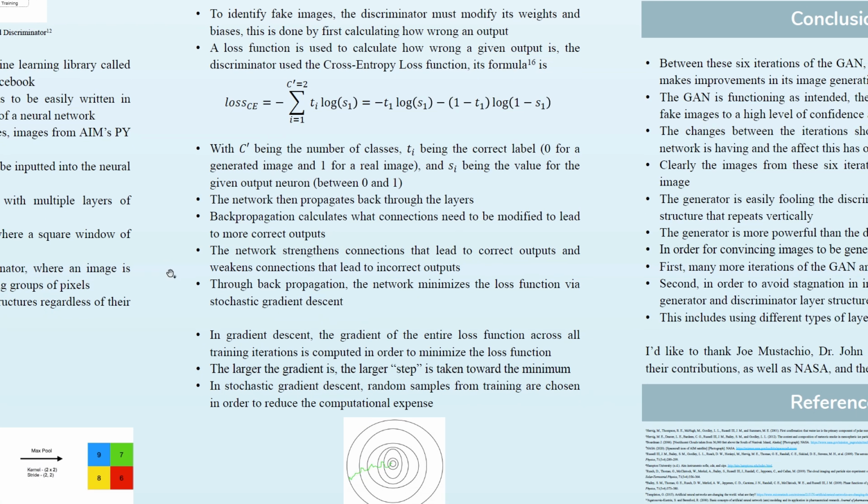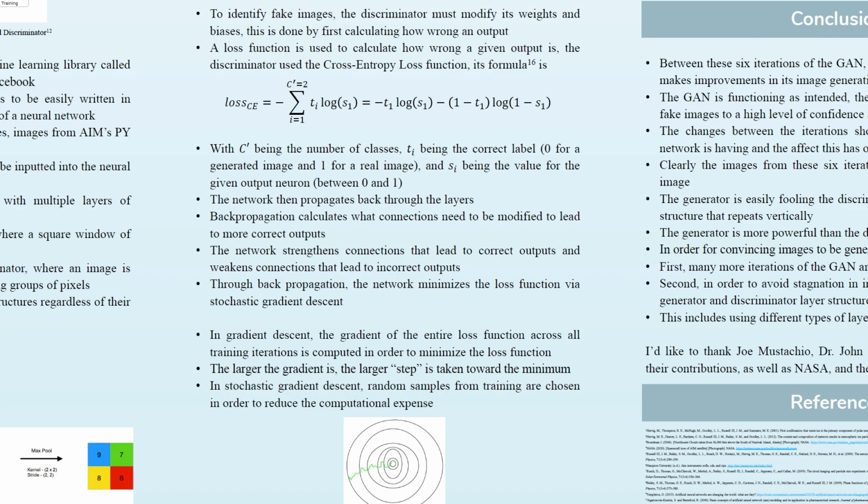And so the network then propagates back through the layers, and that's where it's going to be tweaking its weights and biases in order to lead to more correct outputs. So if you want to change a bunch of connections, you need to know which connections do I need to change first.